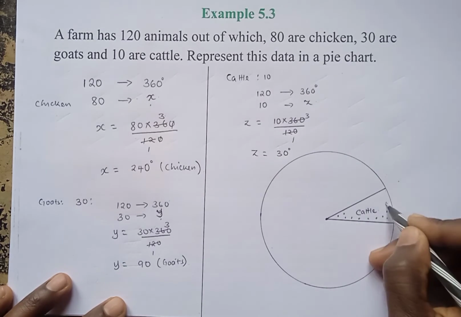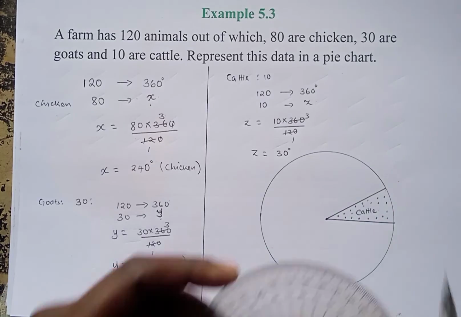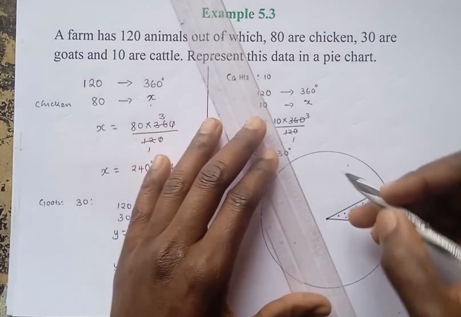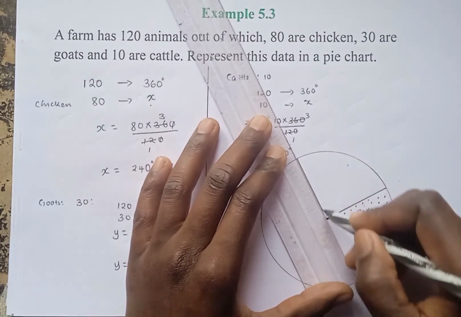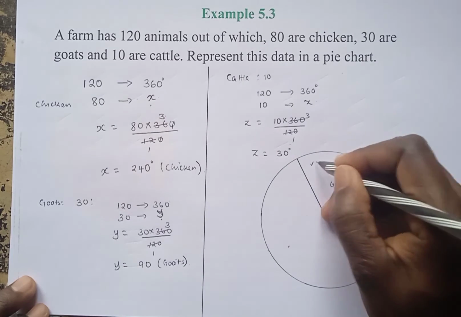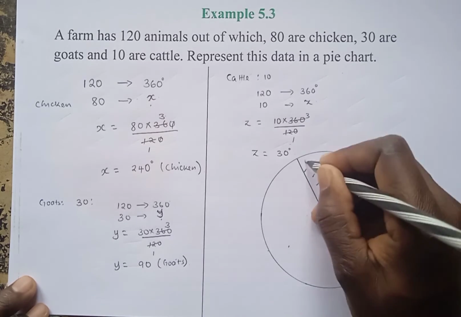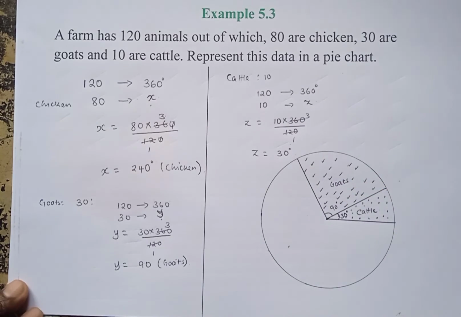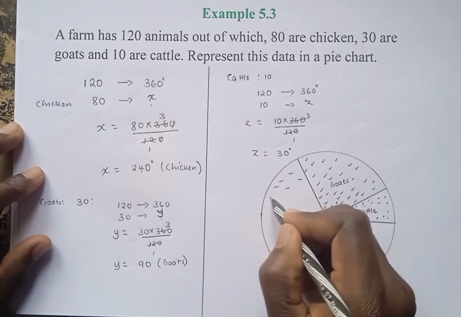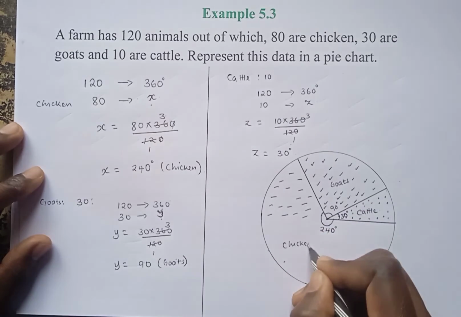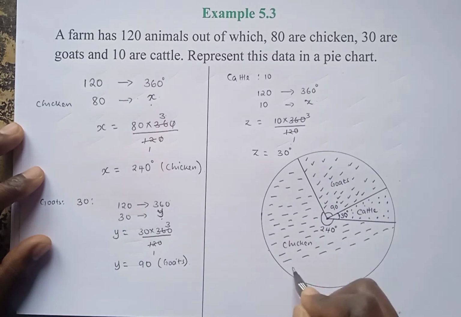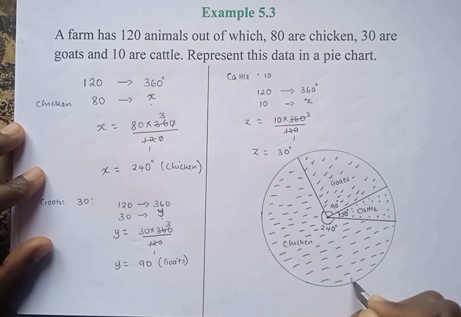Then we can mark it with dots. The next sector is the one representing goats, and we measure 90 degrees. So this is 90 degrees. So this sector represents goats, and we mark it with some ticks there. The remaining sector represents chicken, and it is 240 degrees. So this one will be 240 degrees and it represents chicken. Then we mark it with some dashes.